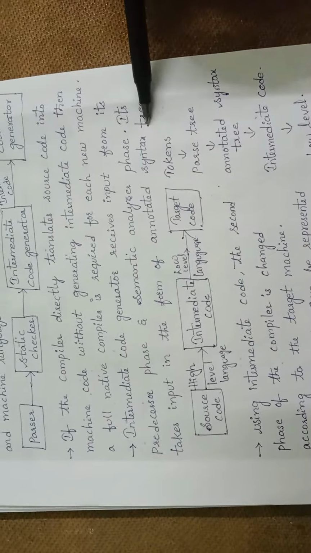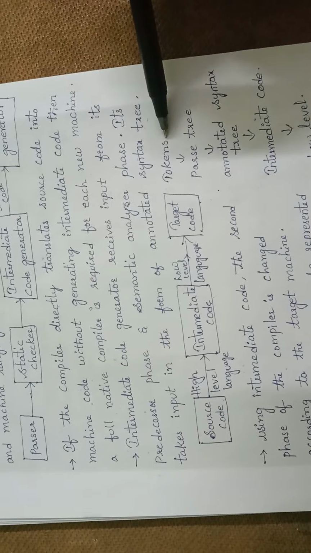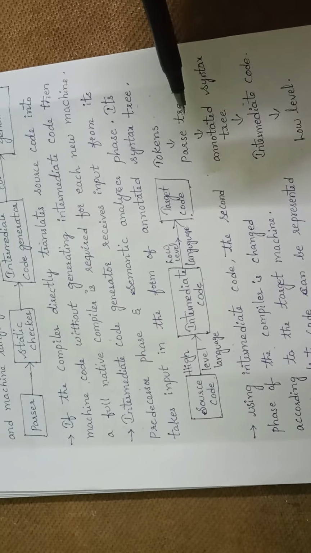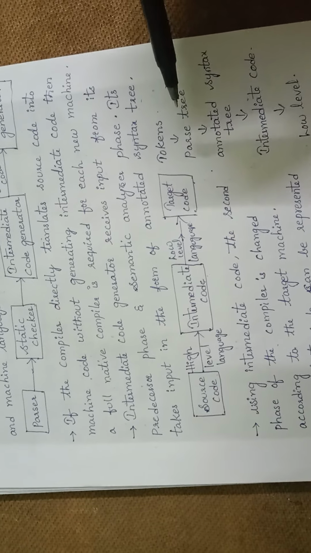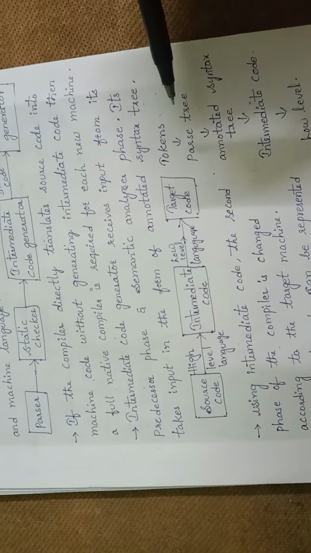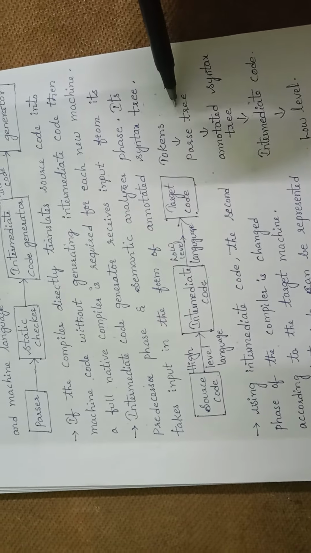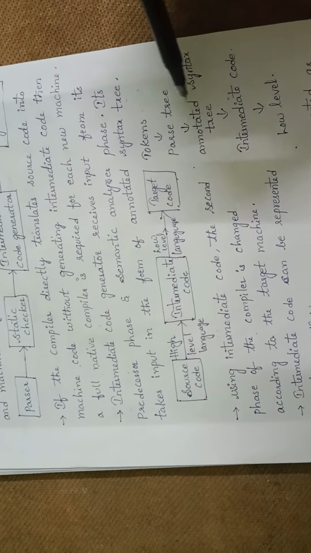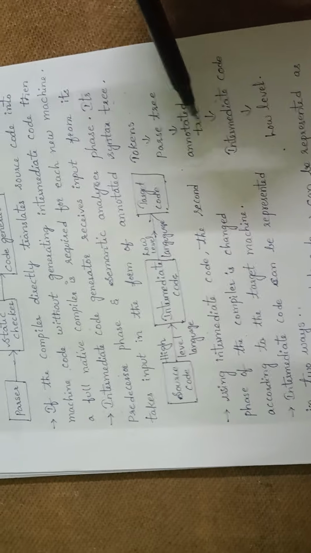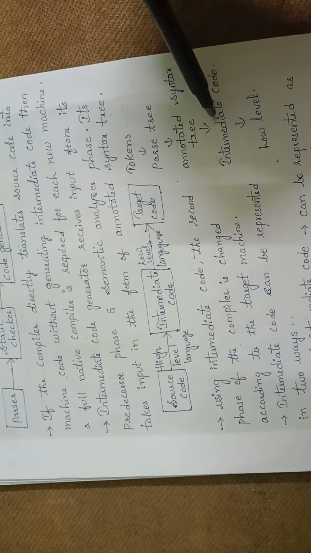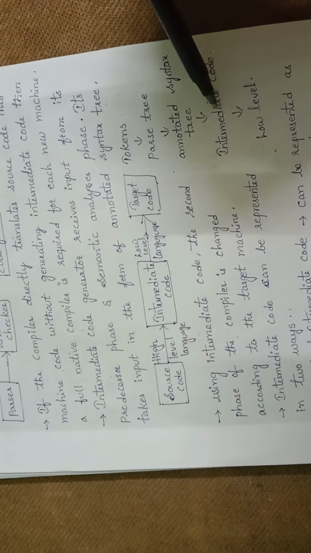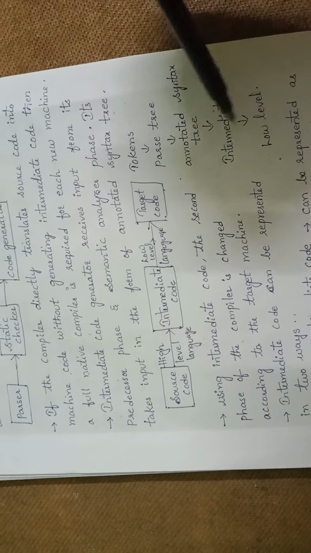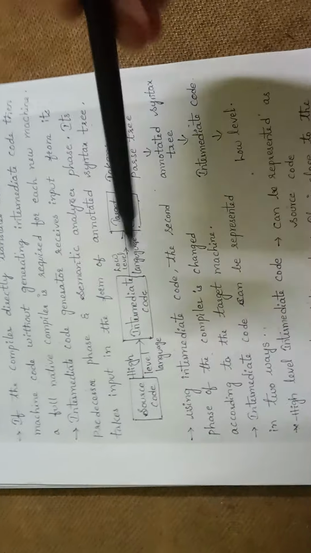Here the tokens are generated by the lexical analyzer and given as an input to the syntax analyzer, where it will construct a parse tree. That parse tree is given as an input to produce the annotated syntax tree. That syntax tree is given as an input to the intermediate code generator, and it will translate it into low level language.